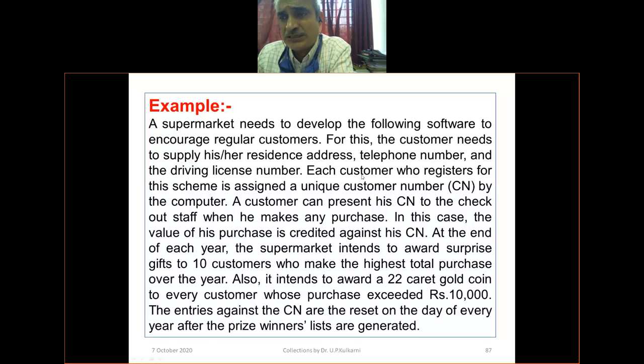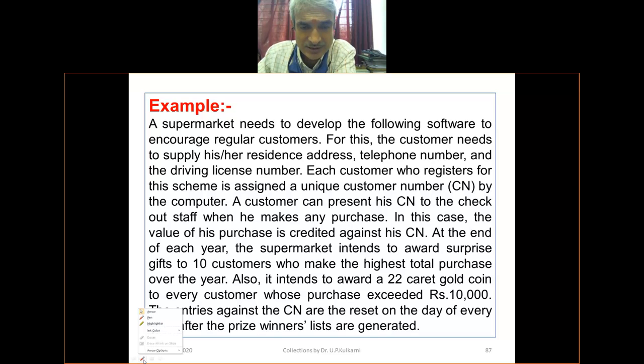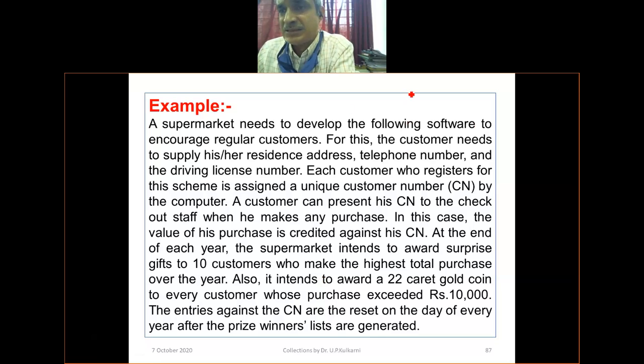Each customer who registers, I mean registration is one process. Please remember, registration is one process. I think I can use the marking, that will be better, so that you can understand better. Now, all of you look into that. This is the one external entity, customer. Hope you are getting the marking. Then residence address, telephone number, and driving license number. Okay, they serve as data which move from the customer to something.